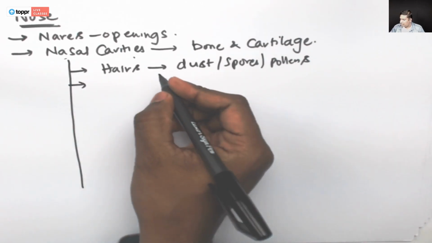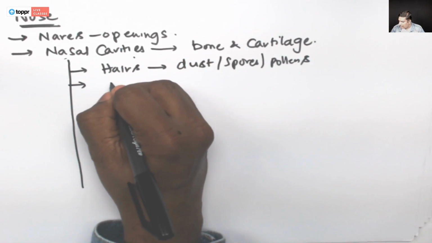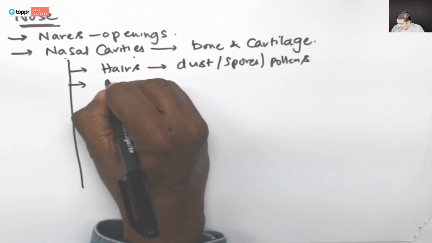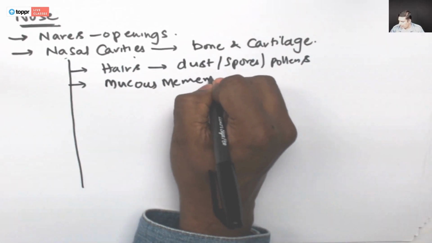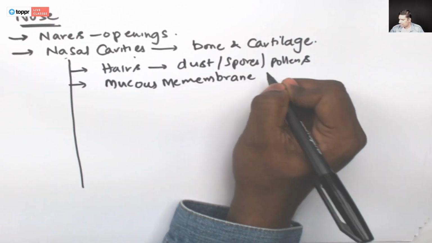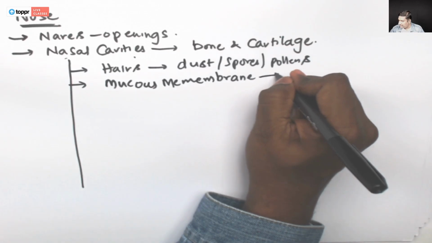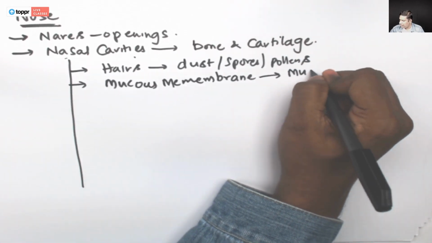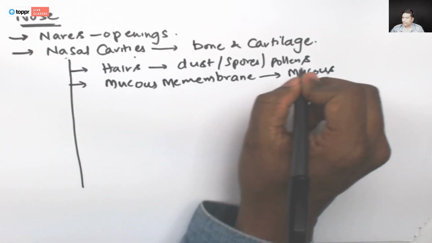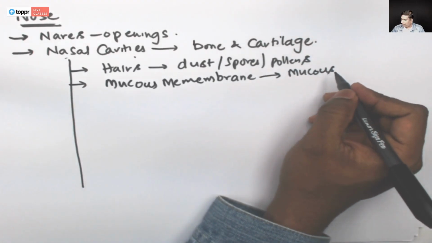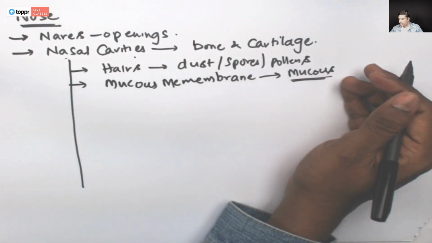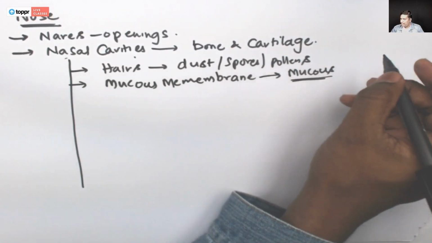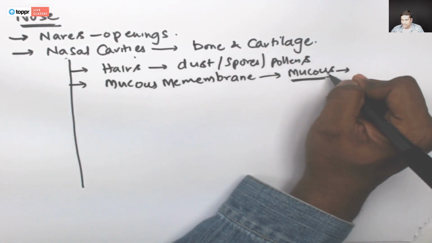Then these nasal cavities are made up of mucous membrane. The cavity's outer layer is mucous membrane, and this mucous membrane, like any other mucous membrane, will produce mucus. Now the purpose of this mucus again is to trap any such molecules, to trap dust molecules.